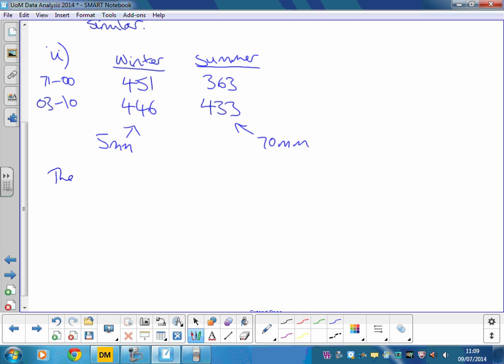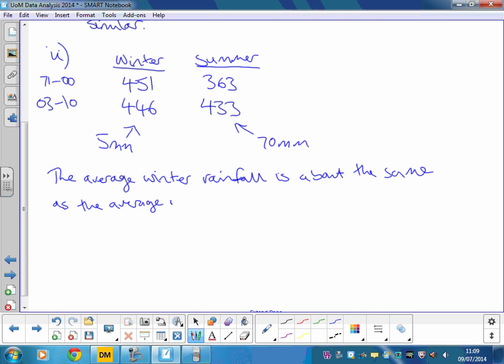So the average winter rainfall, it's about the same as the average winter rainfall for 1971 to 2000. So the winter rainfall has stayed about the same.